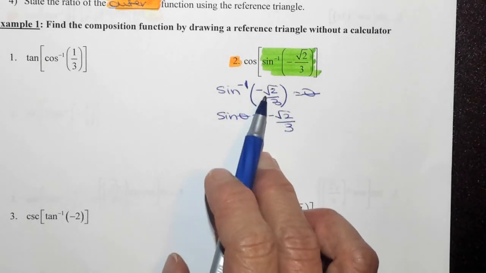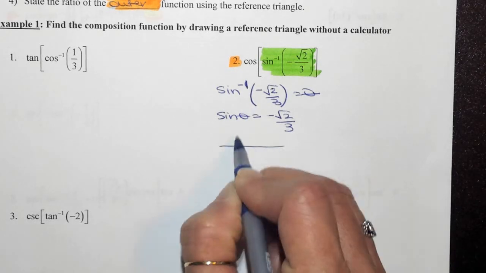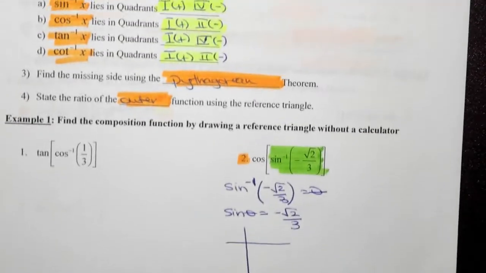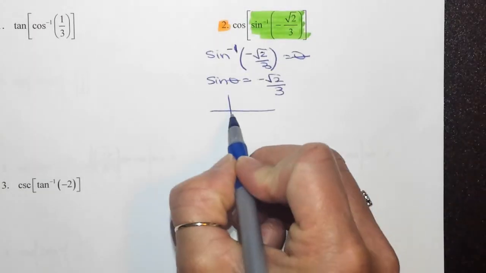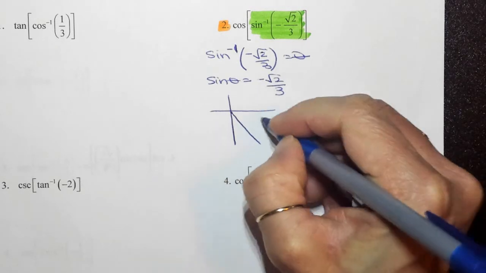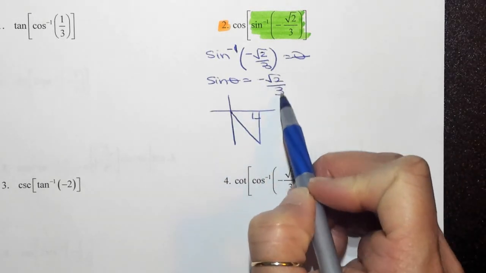When we have a negative value, this means that our reference triangle will be in the fourth quadrant. Okay, and this goes back up to the top. Inverse sine, negative is in fourth. So I'm going to draw my reference triangle here. This is y over r.